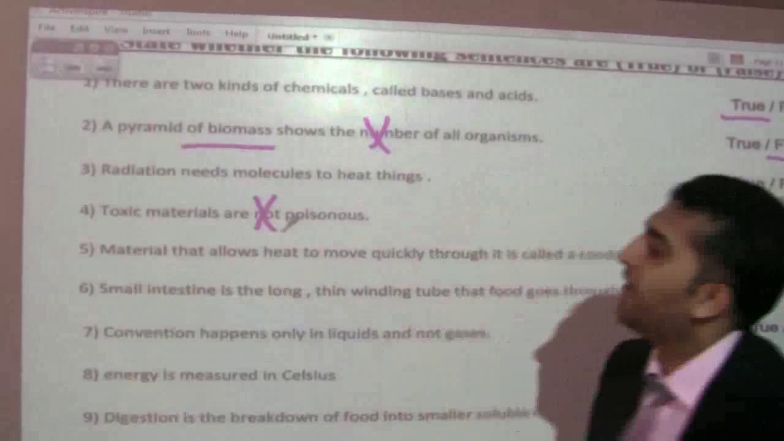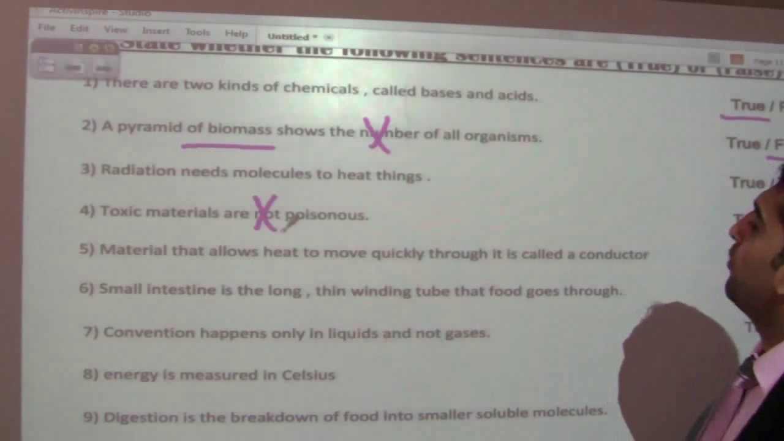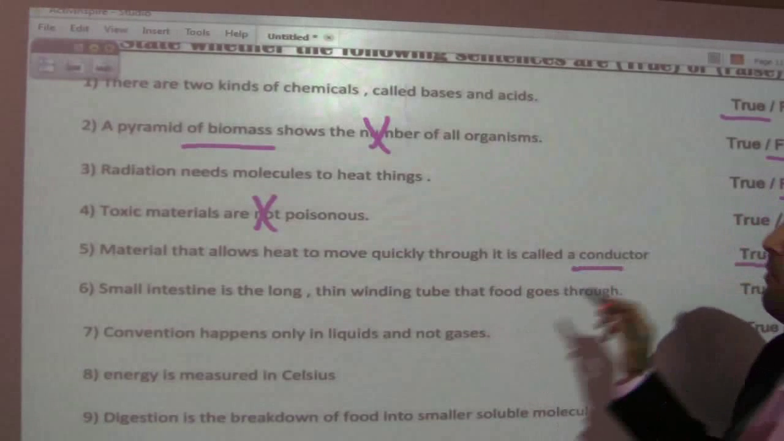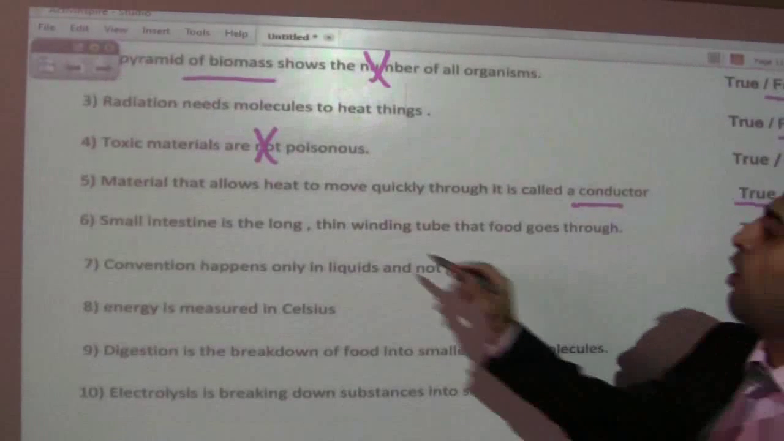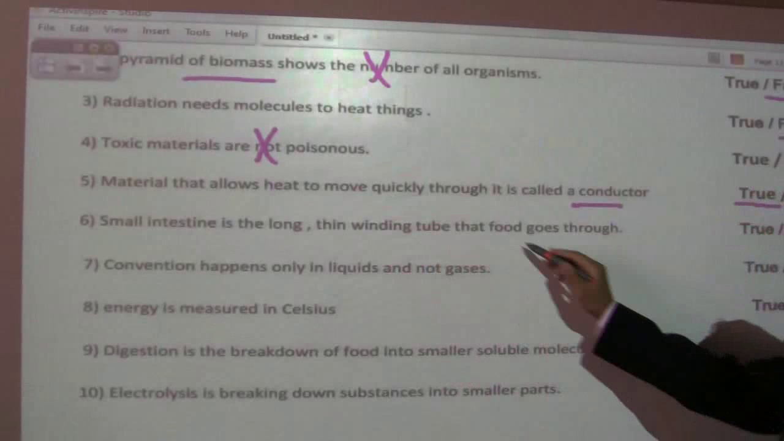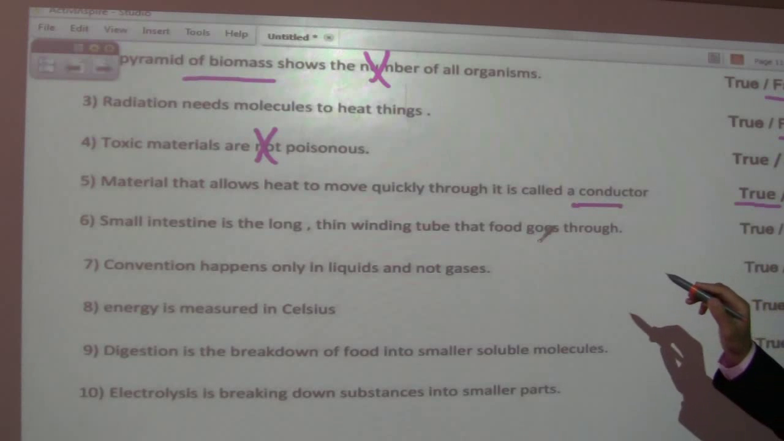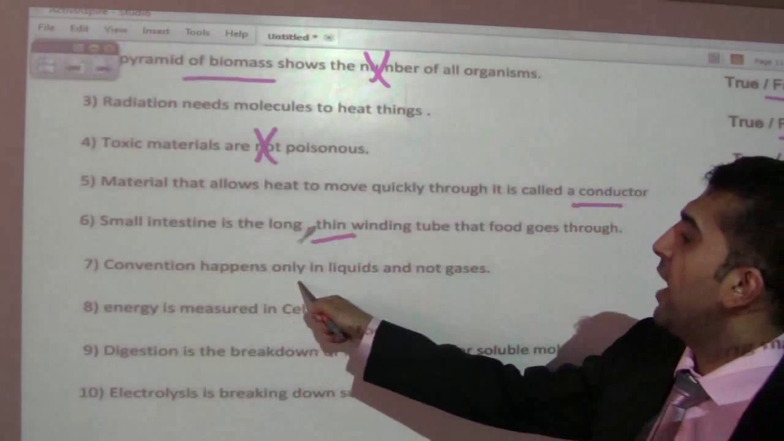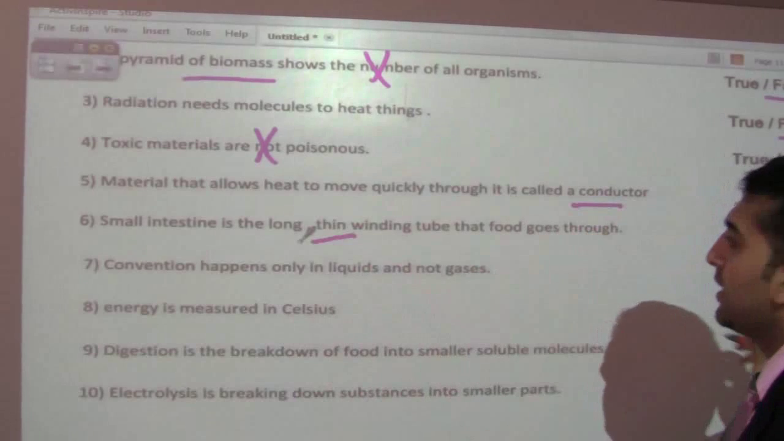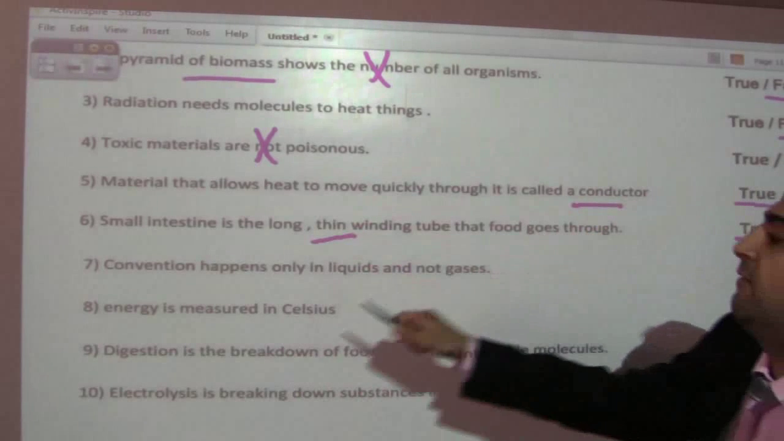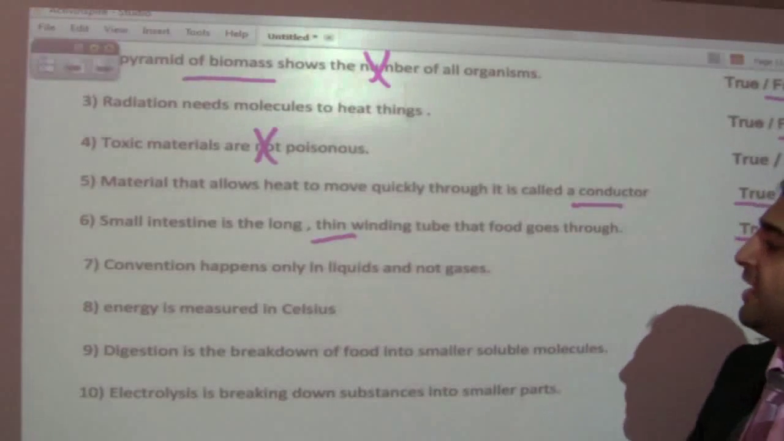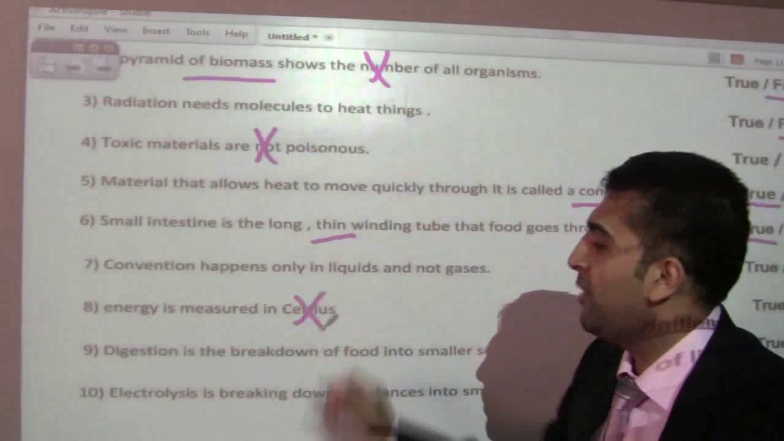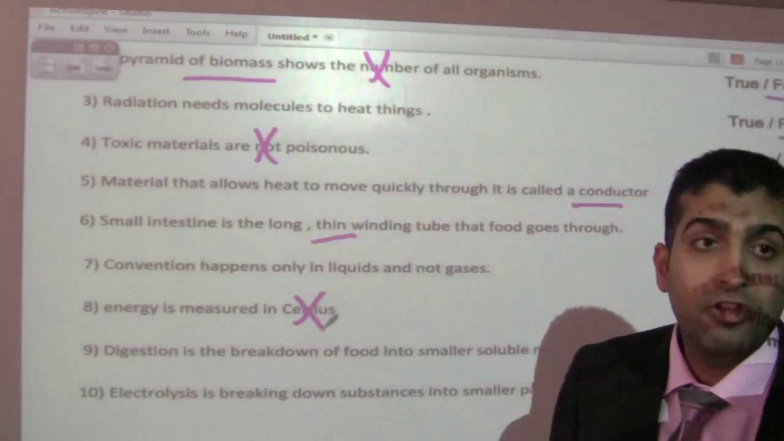Question number 5. A material that allows heat to move quickly through it is called a conductor. Yes, it's true. Number 6. The small intestine is the long, thin, winding tube that food goes through. Yes, it's true because small here is thin. Number 7, convection happens only in liquids and not gases. No, false, because convection happens in liquids and gases. Number 8, energy is measured in Celsius? No, because it's measured in joules.